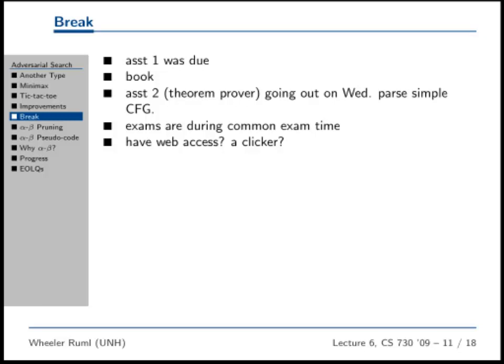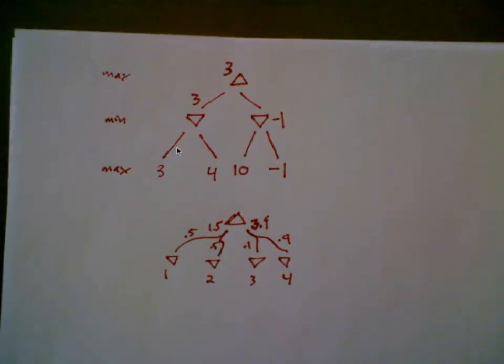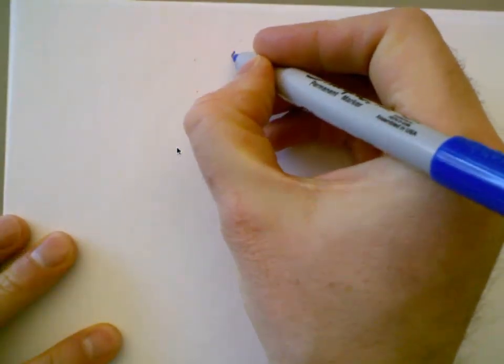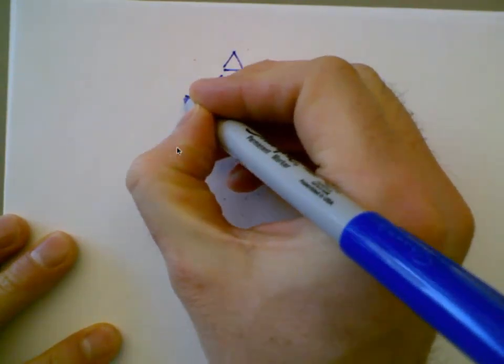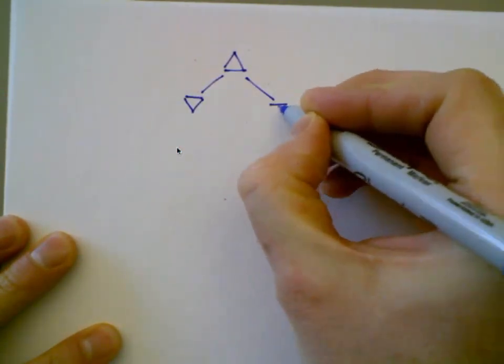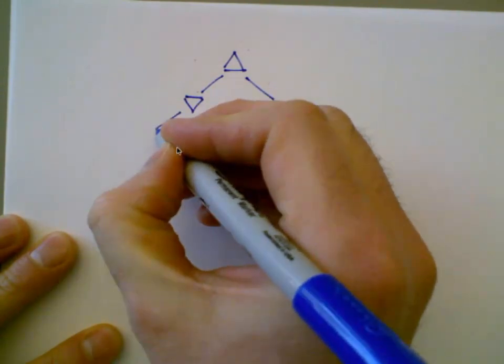Okay, let's go. Alpha beta. So alpha beta is really not, a lot of people are scared of alpha beta for no reason. So here's alpha beta. Again, they're just a bunch of triangles. What's to be scared of? It's just triangles.